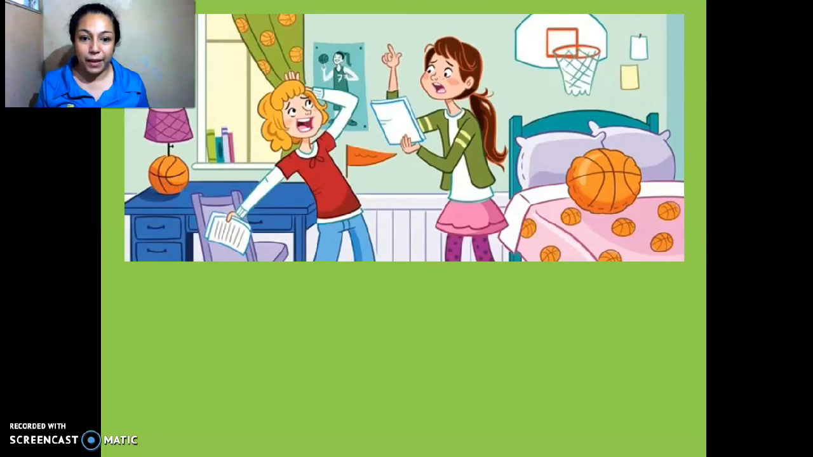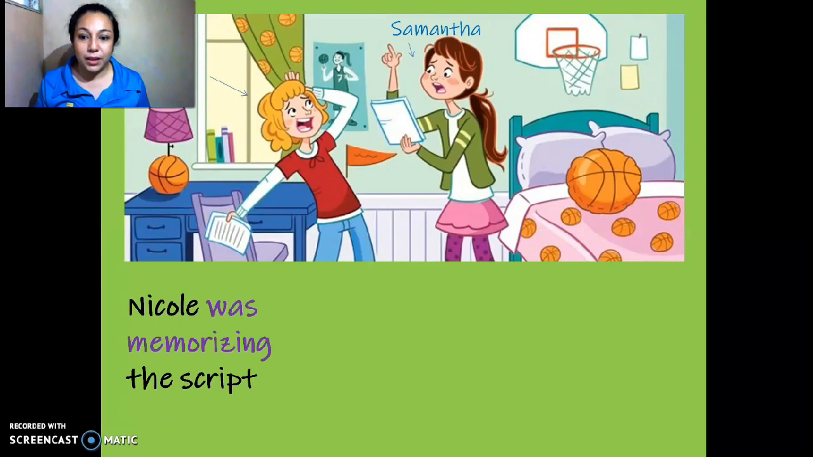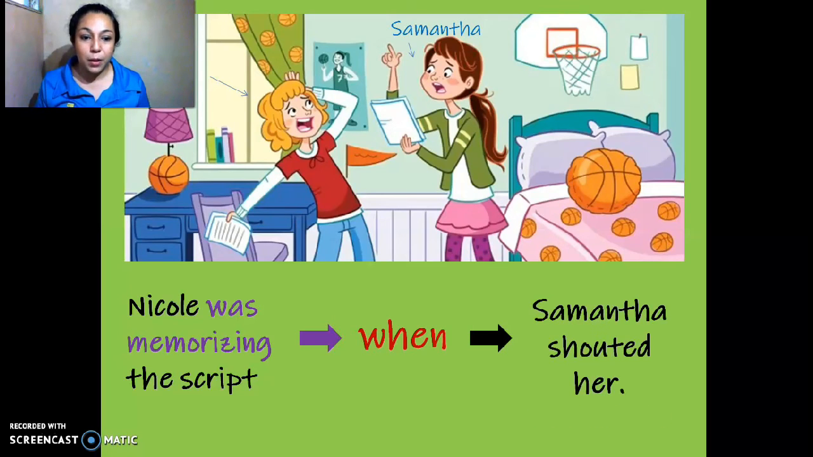Okay, the next example. This is one more time two girls, Nicole, and also we have Samantha. So, Nicole was memorizing the script when the second action happened. What happened with this one? When Samantha shouted at her. Nicole was memorizing the script when Samantha shouted at her. That means this second action interrupted the first one.